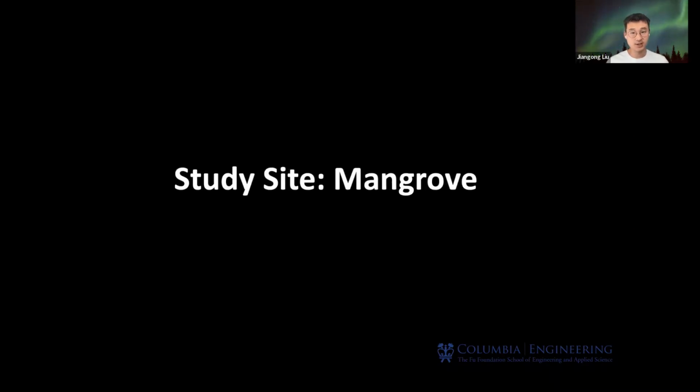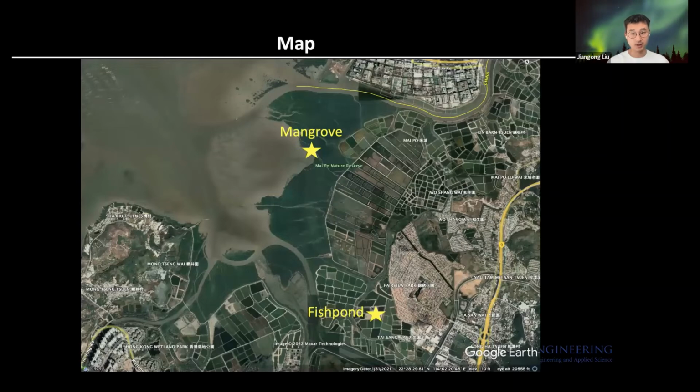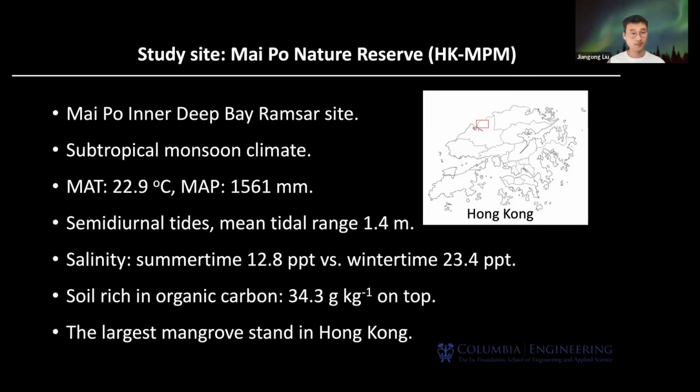So here comes our study site. This is a map showing where our sites are. This is our mangrove site and the fishpond site. They are not very far from each other, and they share quite similar meteorological conditions. The mangrove site is located at the Mai Po Nature Reserve. The code is HK-MPM, so if you search this code in the global database FluxNet Methane, you can find the data of this site.